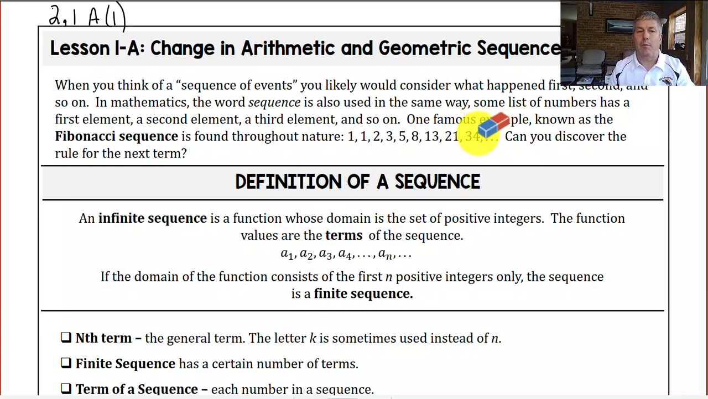One famous example is known as the Fibonacci sequence, is found throughout nature, and that sequence is shown here. Can you discover the rule for the next term? And we can talk about that in class.